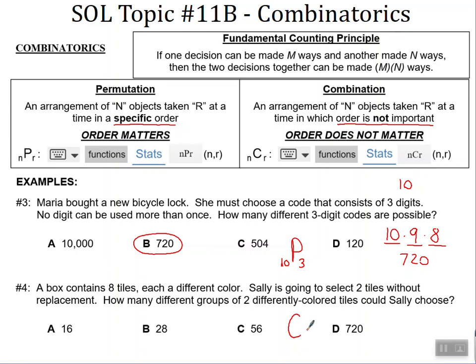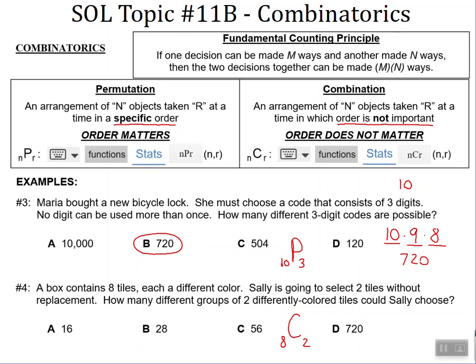Now let's see if we can get our 2 numbers. The first number is always how many things you have to choose from, and that's 8 tiles. The second number is a smaller number, or the same, I guess, and this time we're picking groups of 2, or choosing groups of 2. So it would just be 8 choose 2, or 8C2. So I just need to plug that into Desmos and I'll have my answer.